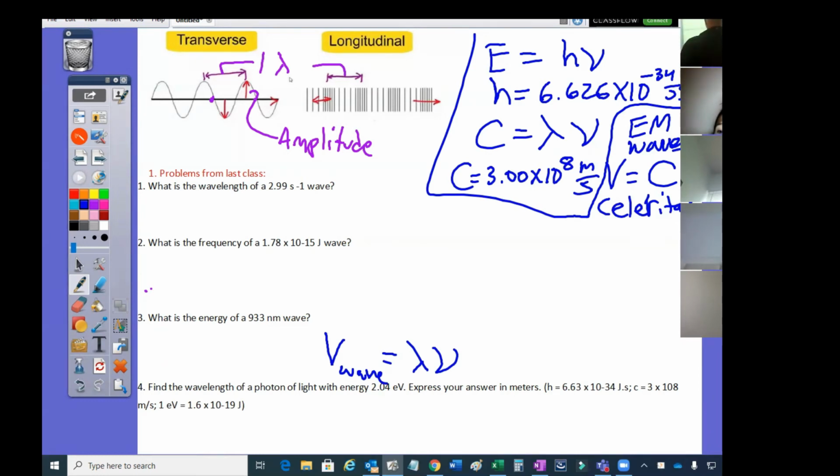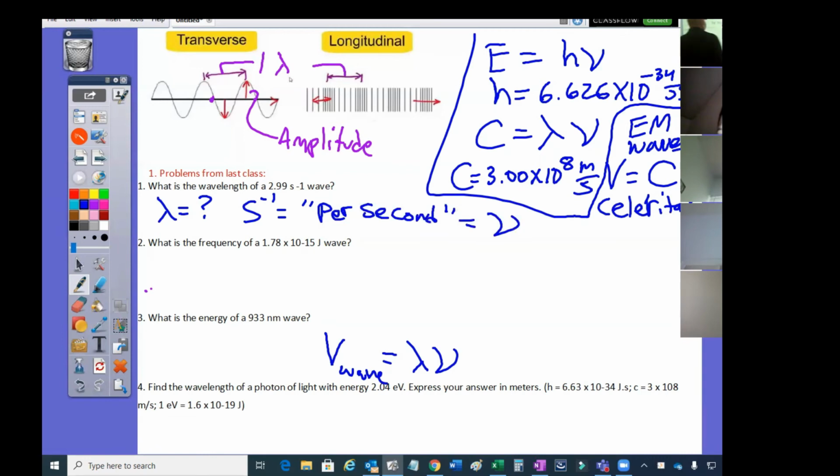I'm going to go ahead and start the first one. What is the wavelength? They want to know the wavelength. What is the wavelength of a 2.99 per second wave? S minus 1 means per second. That's a term of frequency. When you see S minus 1, it means 1 over S. S to the minus 1 power means 1 over S. It literally means per second.